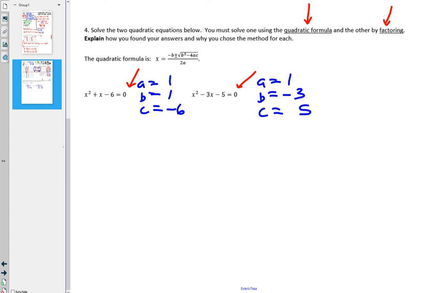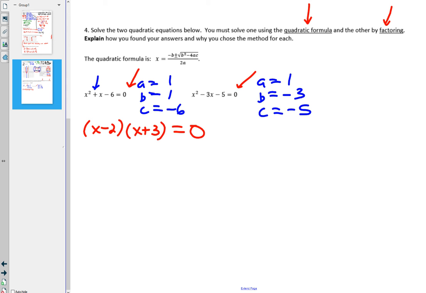Two numbers that multiply to give me negative 6 and add up to positive 1. Good. Positive 3 and negative 2. It has to be exactly like that with the signs. The 2 has to be negative and the 3 has to be positive, because when you add them, you have to get a positive 1. So the bigger number has to be positive.